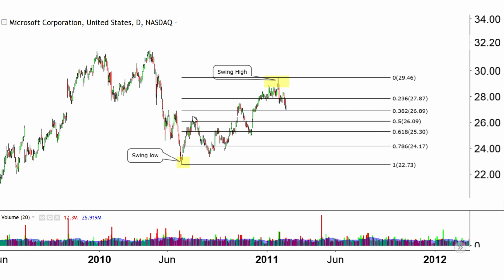Even though it is not as established as other swing points like at 26.09 or 26.89, it is still an established swing high, just in an earlier stage of development. There is a clear change of direction in the form of a downswing within the larger uptrend that began with the swing point from 22.73.